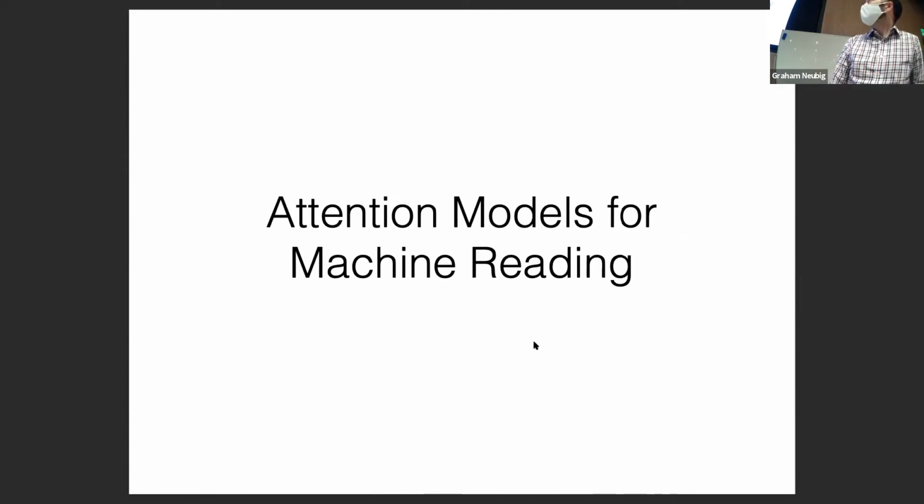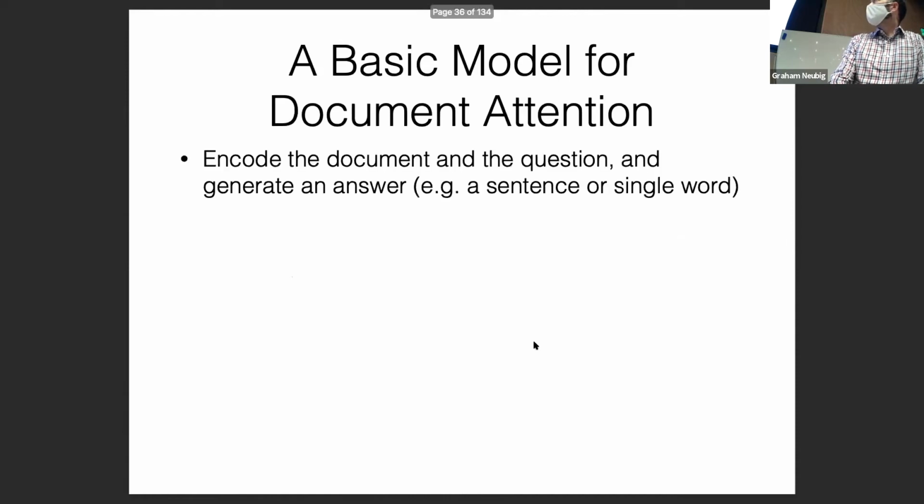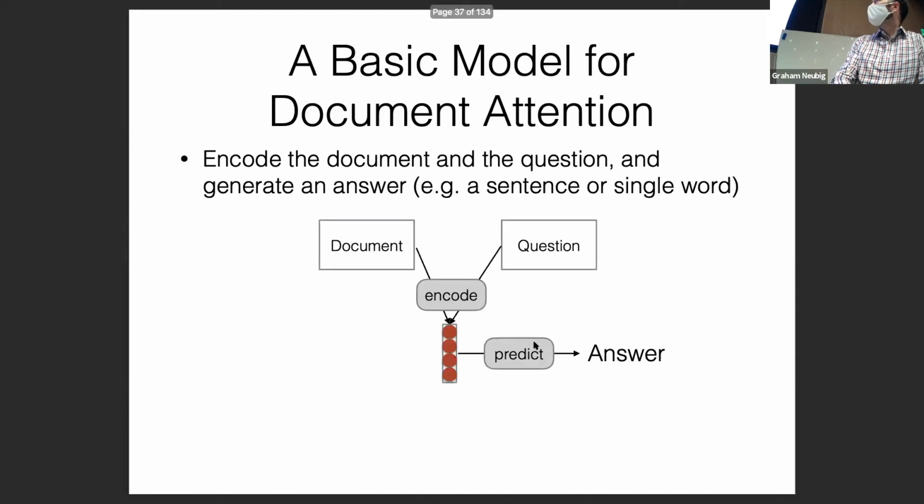So, attention models for machine reading. Basically, these are the things that identify the salient pieces of content within the passage. What we would like to do is encode the document and the question and generate an answer, either a sentence or a single word. The way we do this is we have a document and a question, and we encode it in some way to get a vector to predict the answer.